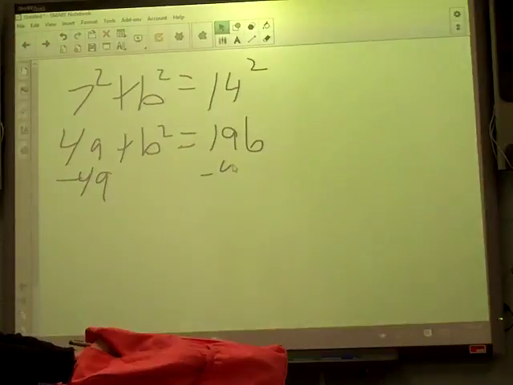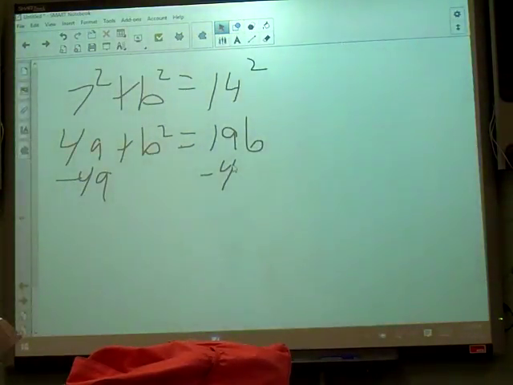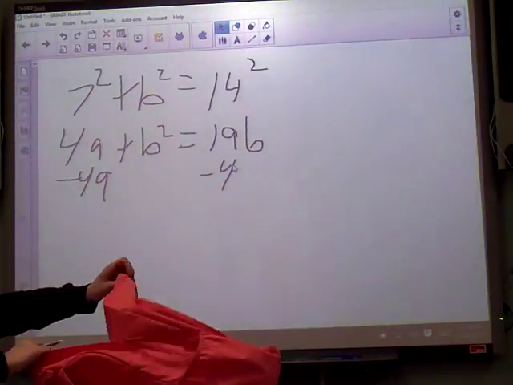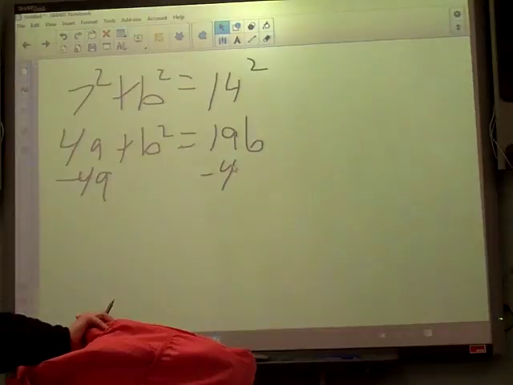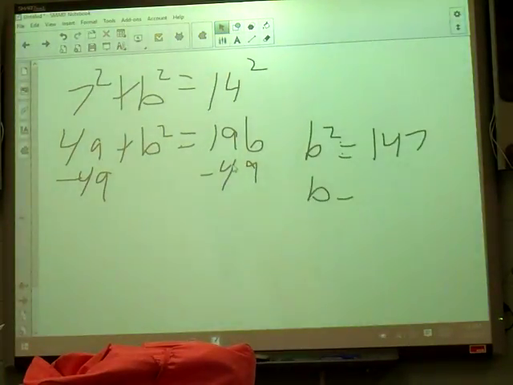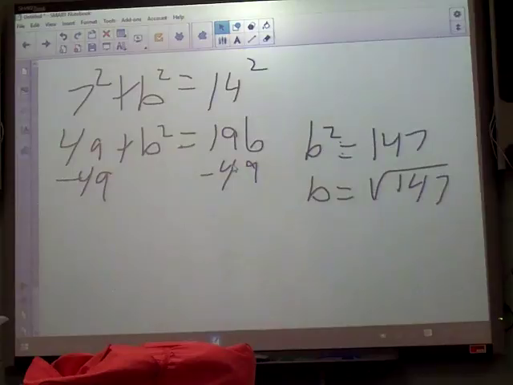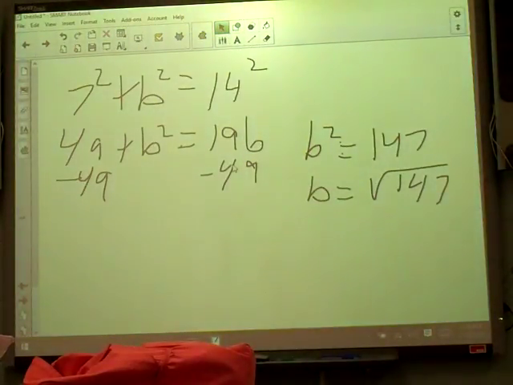Now to undo your squared, you take the square root. When you look at the square root of 147, I thought maybe it wouldn't break down, but there weren't any choices that didn't break down. So I knew I had to figure something out.